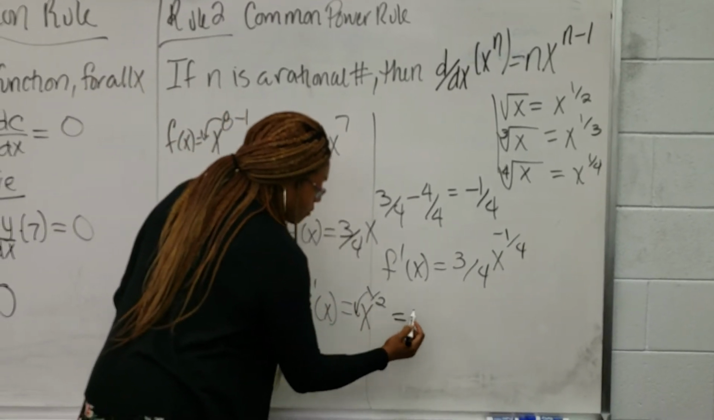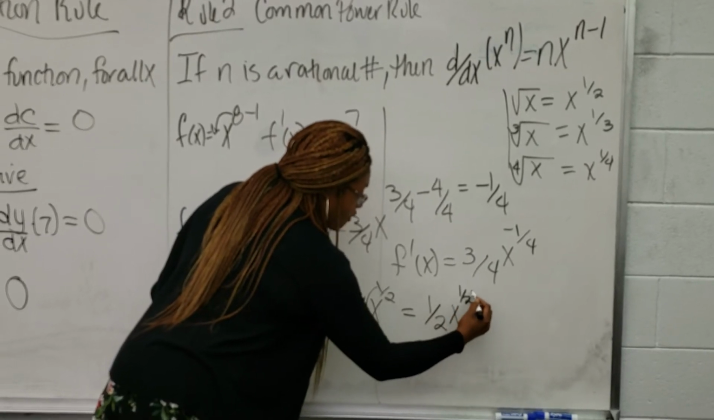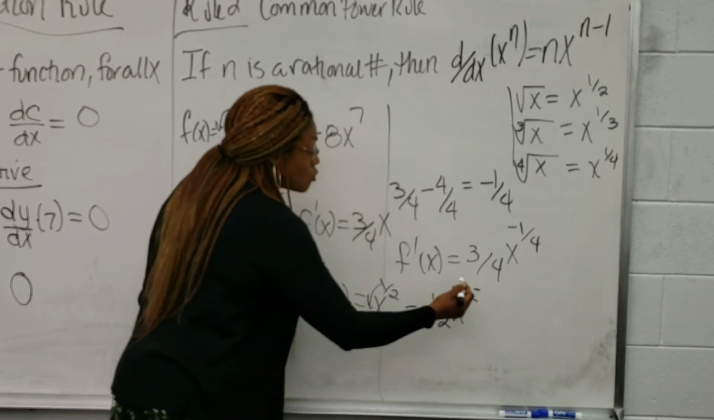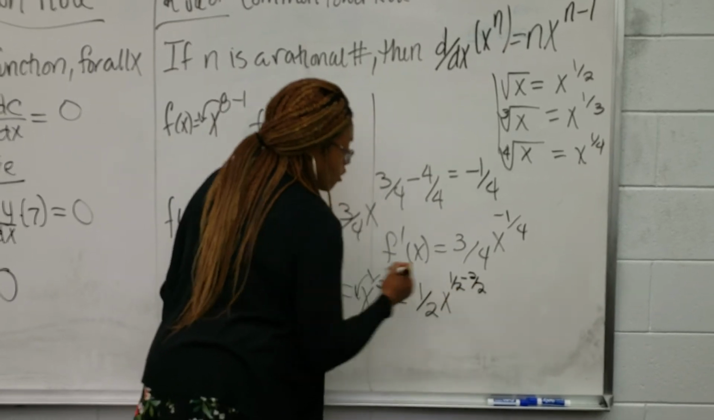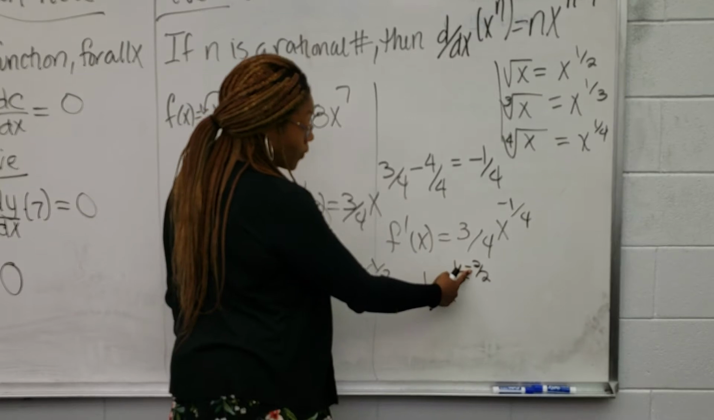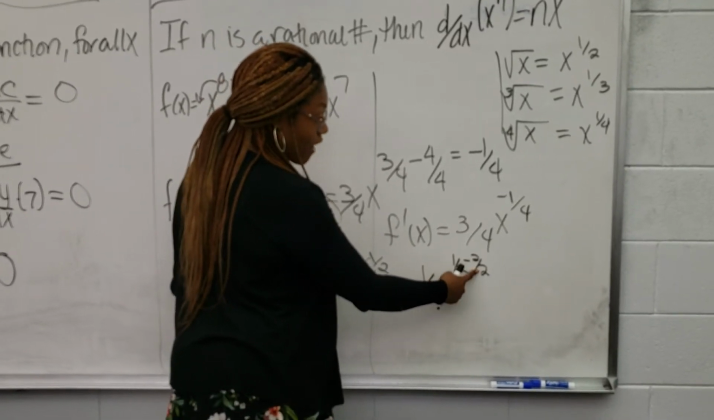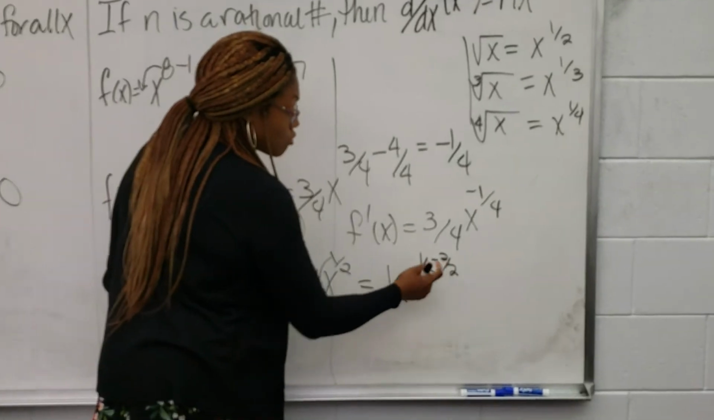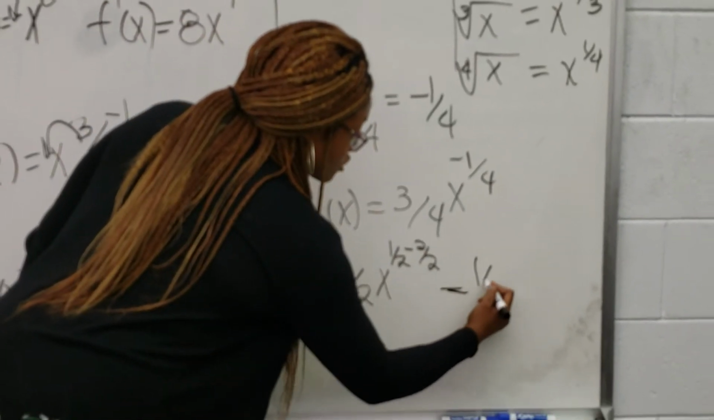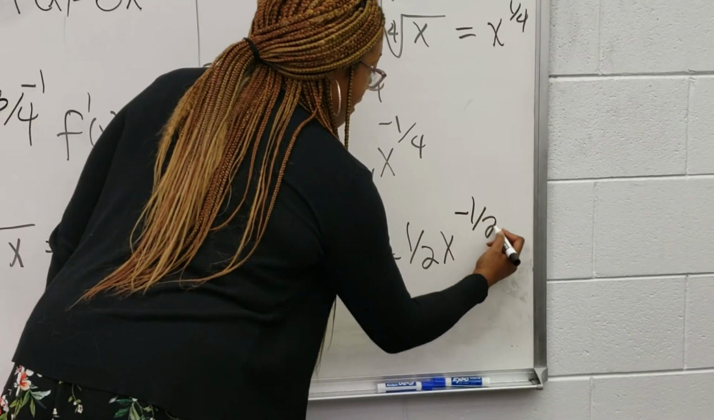I would bring the 1/2 to the front, and then I would have 1/2 minus 2 over 2. Now, why would I do 2 over 2? Because, remember, I'm subtracting 1, and I should already, in my mind, start to think about that 1 as being 2 over 2. So my answer should be 1/2 x to the negative 1/2.